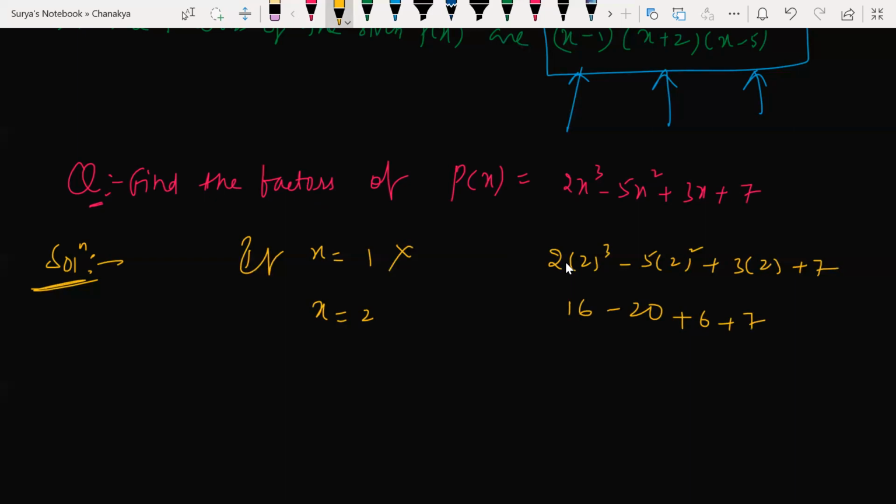Check. Is it possible? No, sir, it is not possible, because 6 plus 7 is 13, and 13 plus 16 is 29, and 29 minus 20 is not possible. It's not possible, right? Yes, sir.